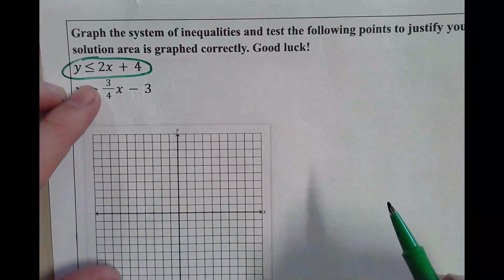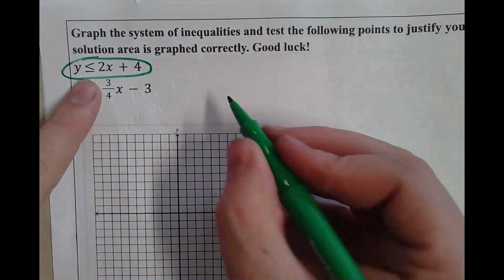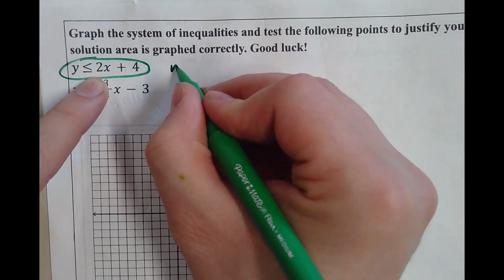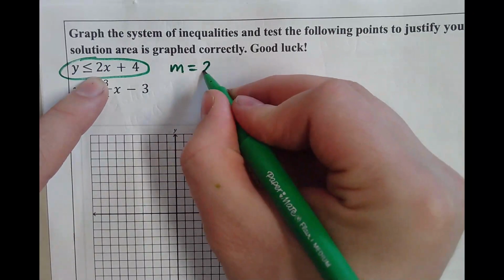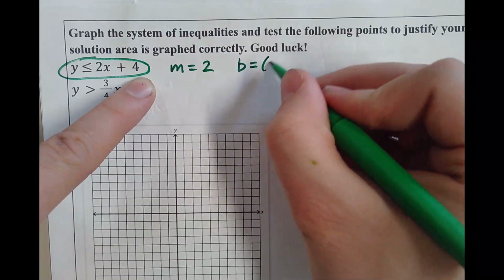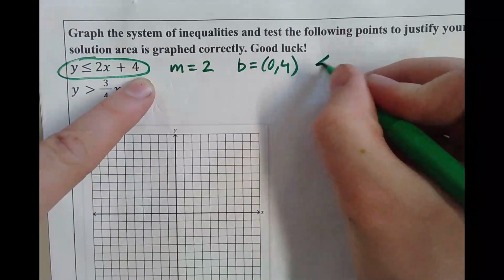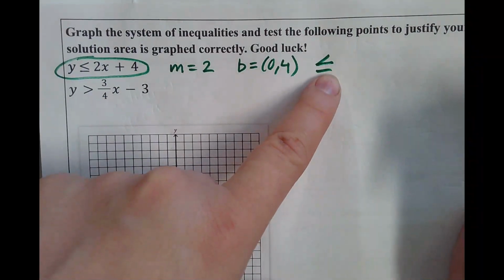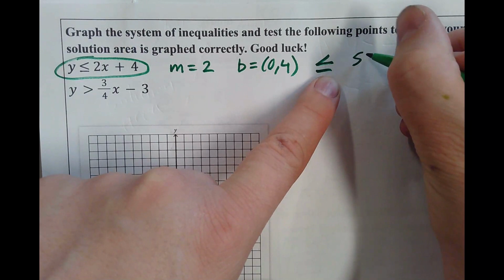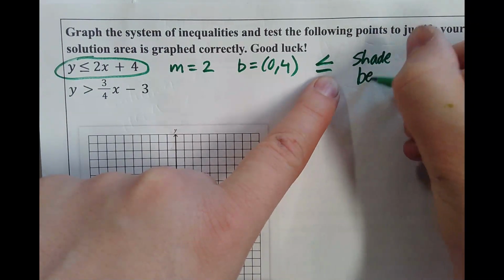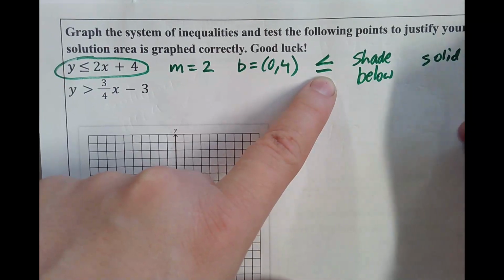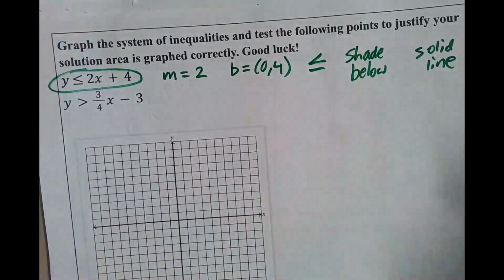For the first inequality, what's the slope? 2. What's the y-intercept? 4. According to this symbol, do I shade above or below? Less than means shade below. Equal means it's going to be a solid line. So we can graph that.